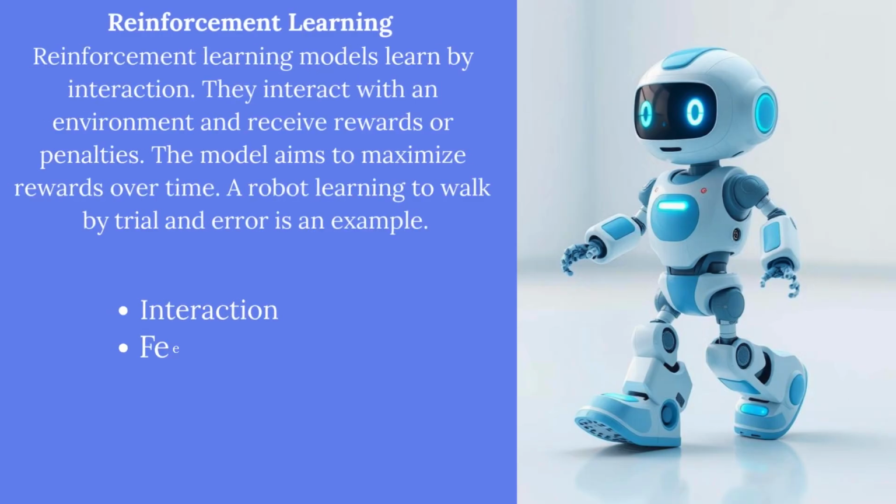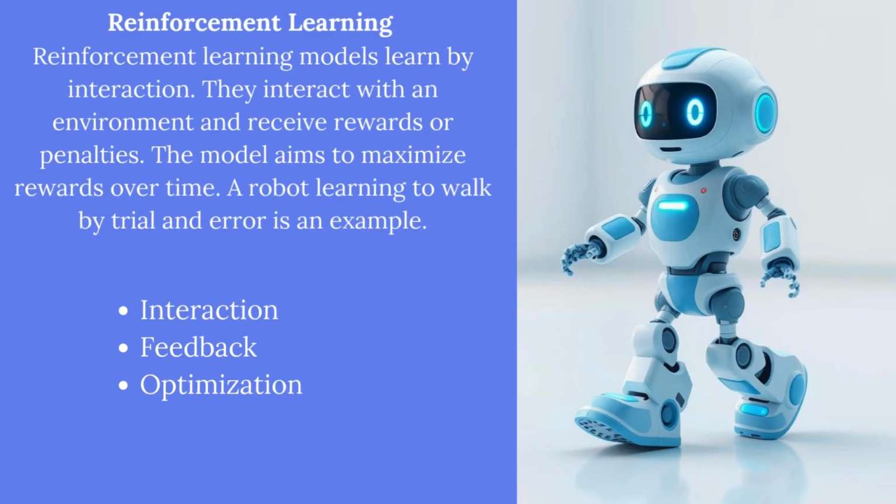Reinforcement learning. This type is a bit different and exciting. The model learns by interacting with an environment and receiving feedback in the form of rewards or penalties. It tries to maximize the reward over time. Think of a robot learning to walk by continuously trying, falling, and improving itself.